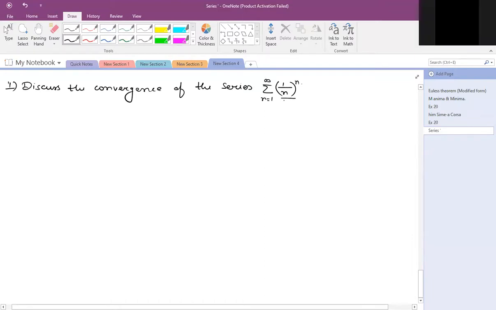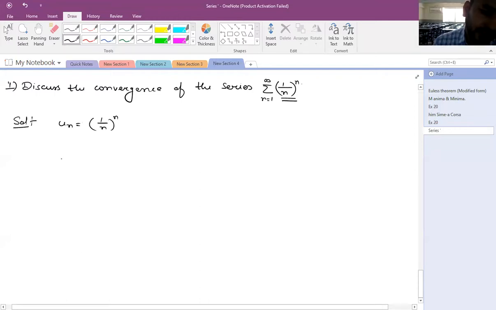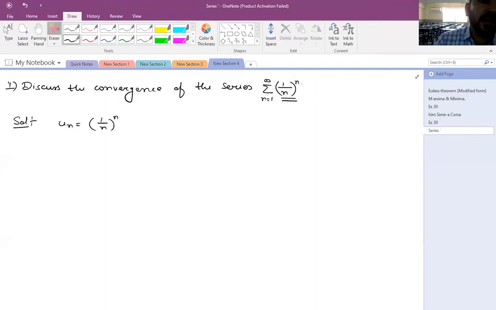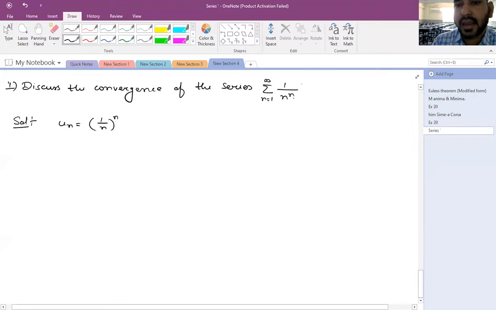Now देखो ये अब सीधे सीधे साफ साफ दिख रहा है कि un में इंडेक्स में n है, तो un is 1 upon n raised to n. डिनोमिनेटर में n का पावर है. Okay, so this is 1 upon n raised to n. Now if I take un का 1 by nth root, so 1 upon n raised to n का 1 by nth root.